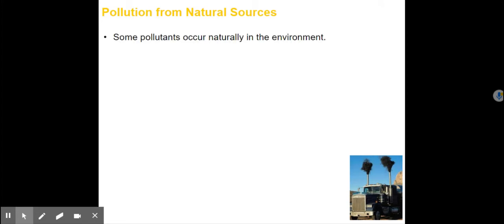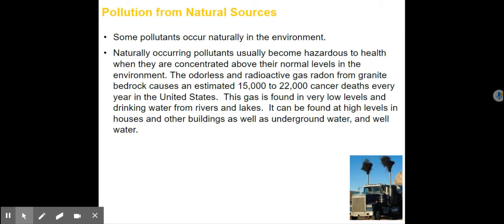Pollution from natural sources. Some pollutants occur naturally in the environment. Naturally occurring pollutants usually become hazardous to health when they are concentrated above their normal levels in the environment. The odorless and radioactive gas radon from granite bedrock causes an estimated 15,000 to 22,000 cancer deaths every year in the United States. This gas is found in very low levels in drinking water from rivers and lakes. It can be found at high levels in houses and other buildings, as well as underground water and well water.